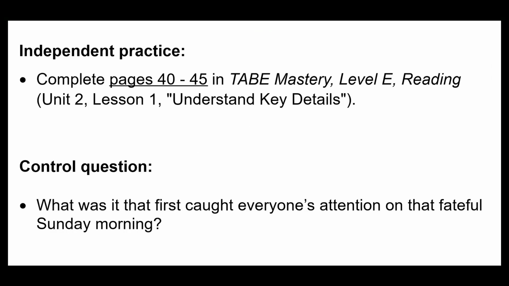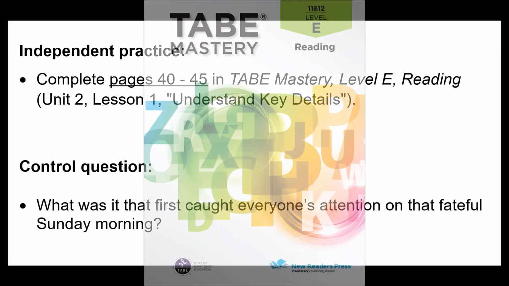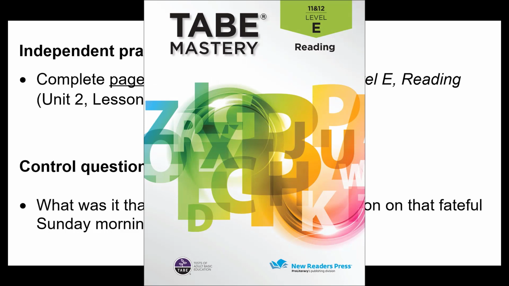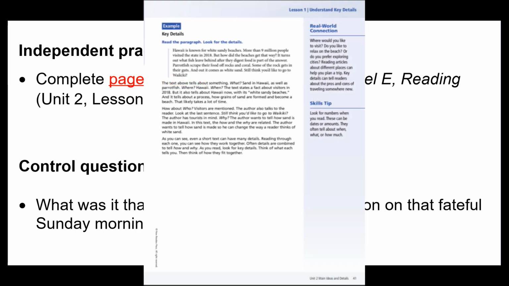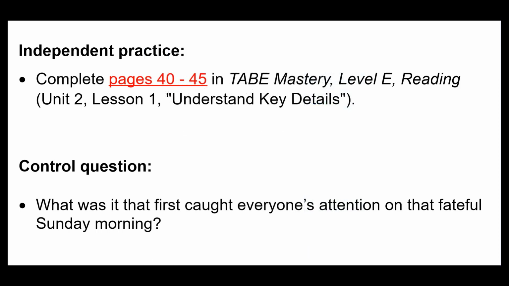Now it's time to try this on your own. Get out your TABE Mastery Level e-reading book and complete pages 40 through 45. This will give you practice on the reading skills that we've worked through today. It will give you a number of passages to read and will ask you questions about them. Feel free to write the answers in the book, or you can write them on a separate sheet of paper if you're like me and you feel guilty writing in books.